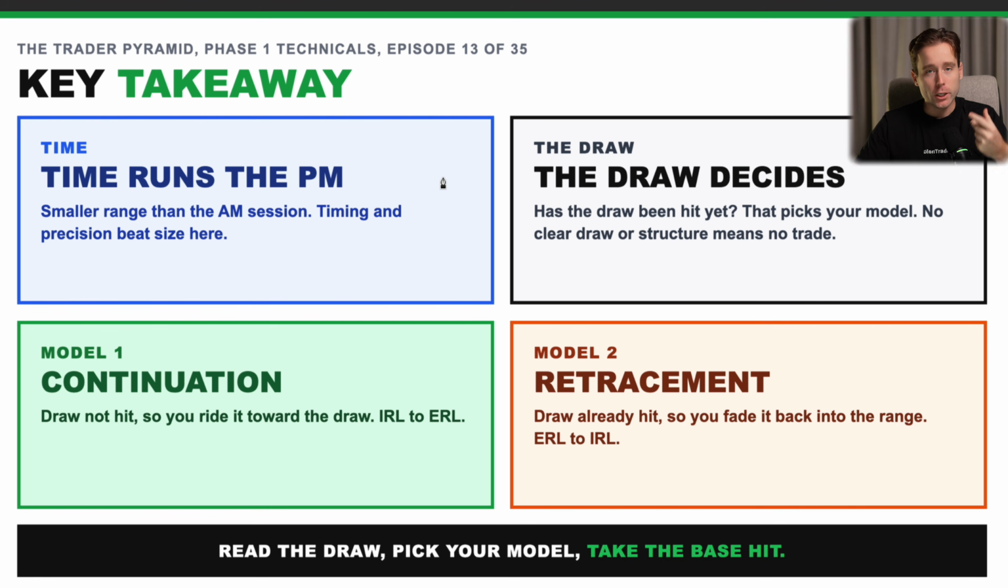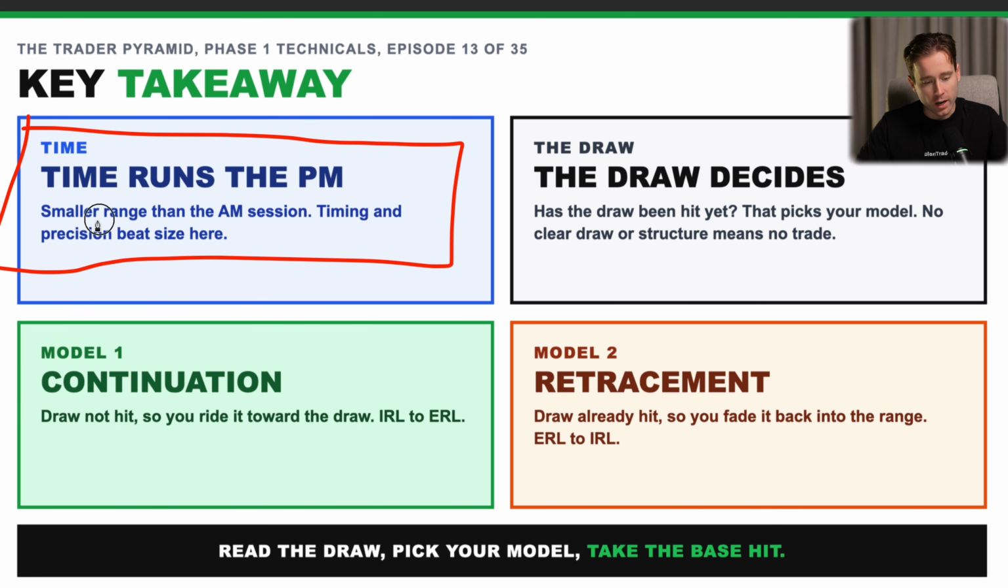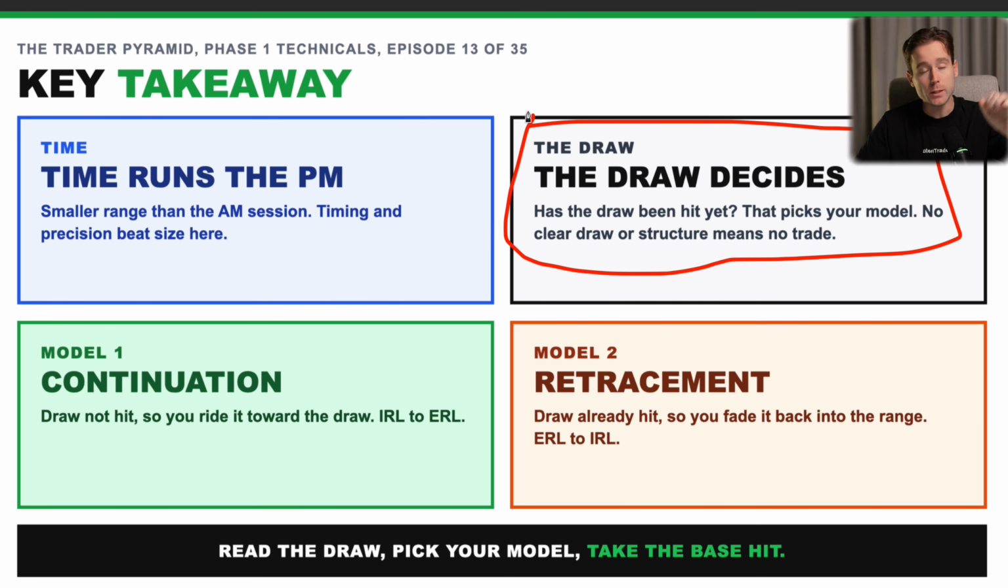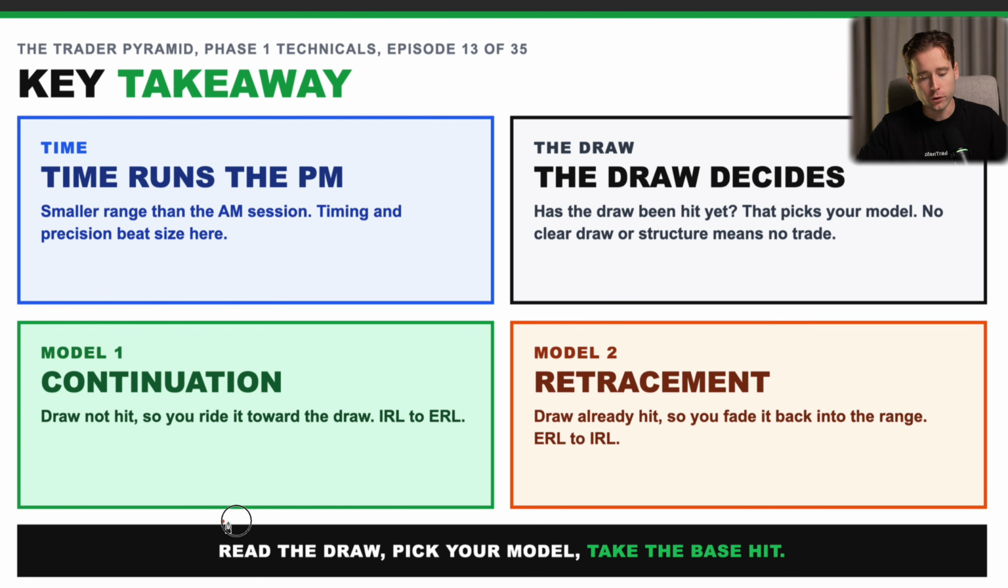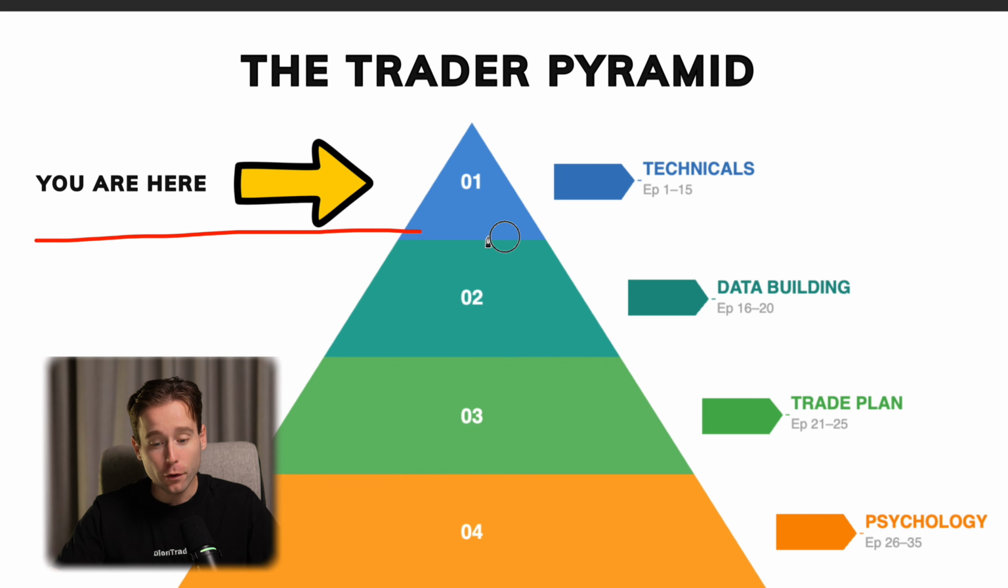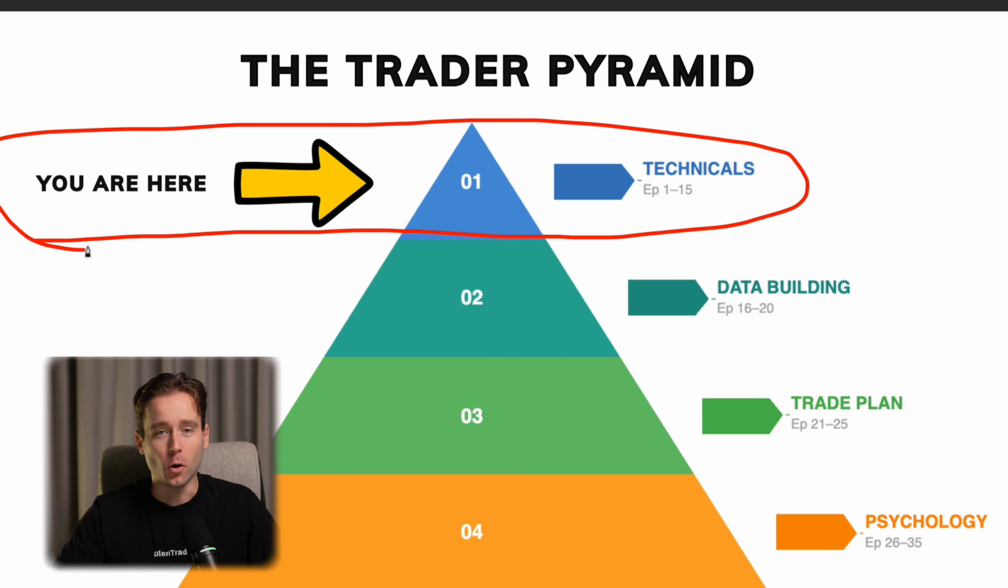So the key takeaways for trading PM session is that time is a very important factor. It's a smaller range than the New York AM session. The draw on liquidity is the deciding factor. Look at what draws on liquidities are there. If it's already been hit, go for the retracement model. If it's not hit yet, go for the continuation model. So read the draw on liquidity, pick your model, retracement or continuation, and then target base hits. And there you have it, layer 13 of the technicals part of the trader pyramid.